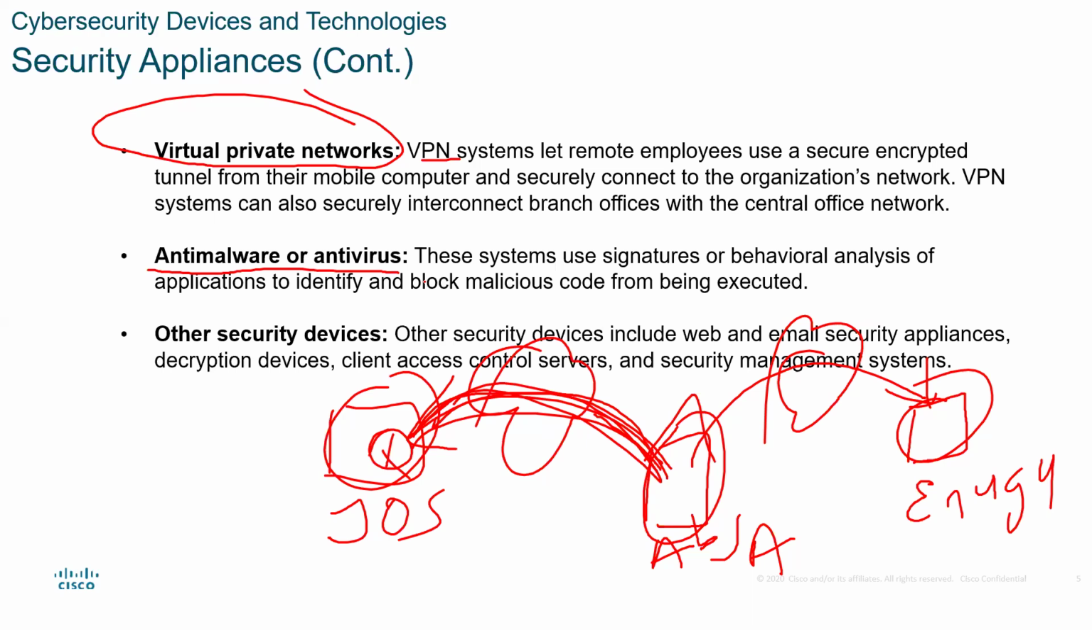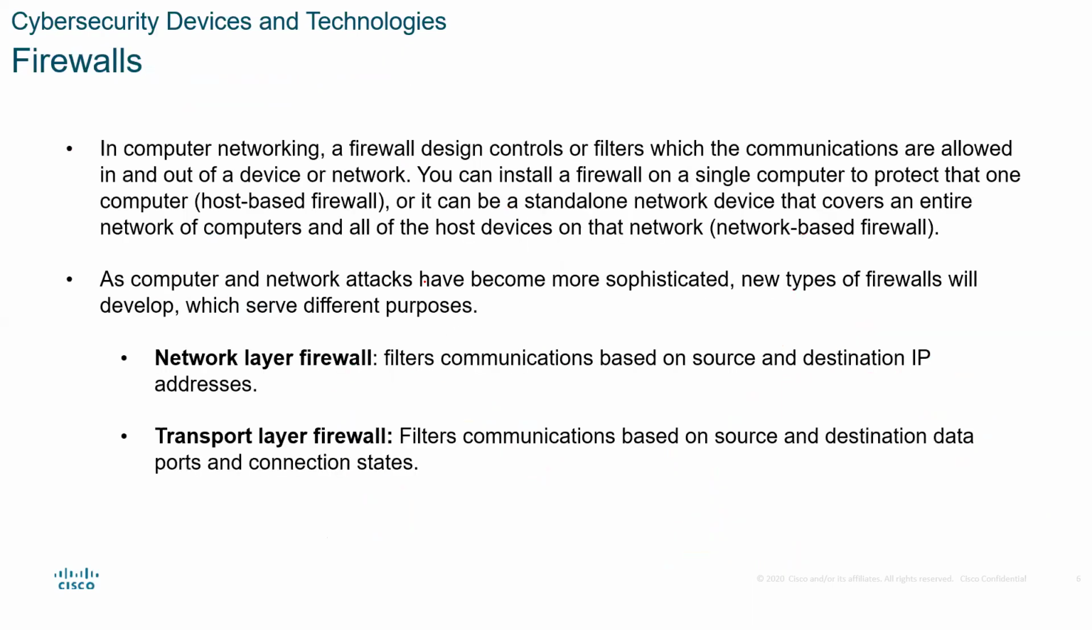You have other security devices to include web and email security appliances, decryption devices, client access control servers, and security management systems. So these devices that we have looked at are all devices that play a key role in your network, the network of your organization.